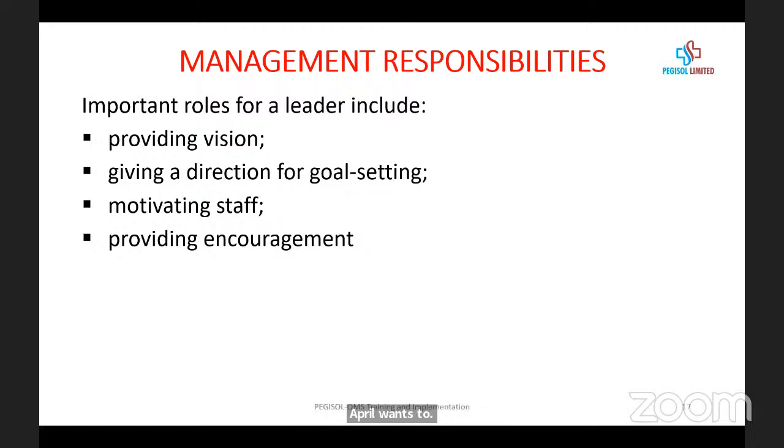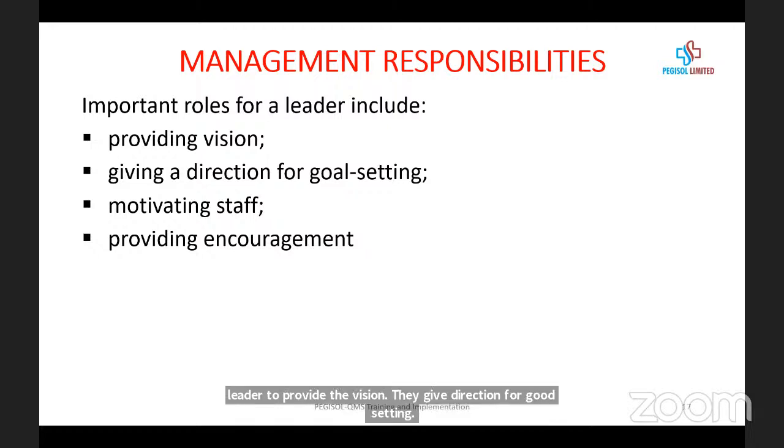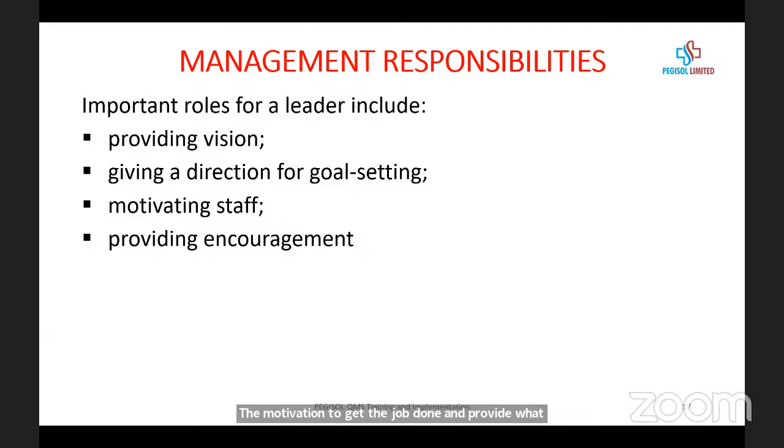Some people are conserving the knowledge. They want to keep everything to themselves. No, that is not leadership. That is a boss attitude. Leaders provide a vision, give direction for goal setting, and motivate the staff to get the job done, providing the encouragement, resources, and everything that is needed.